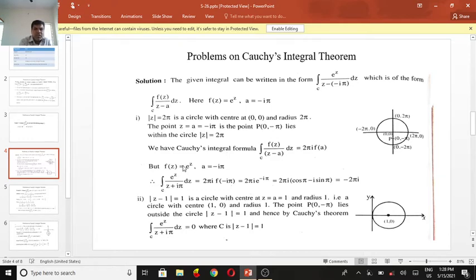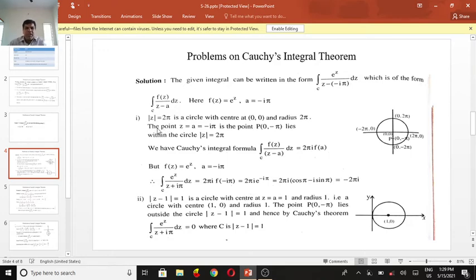So if we replace z by -iπ, we get 2πi e^(-iπ). Applying the Euler formula, 2πi (cos π - i sin π). Here cos π is -1 and sin π is 0, so we get 2πi times -1, that is -2πi. This is the value for |z| = 2π.